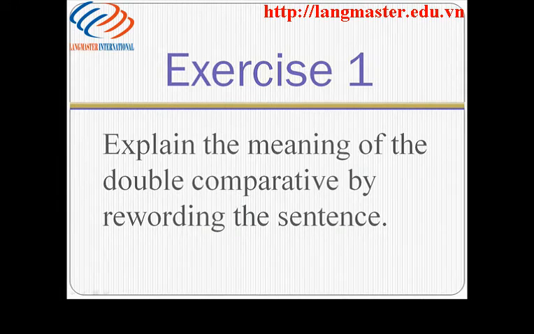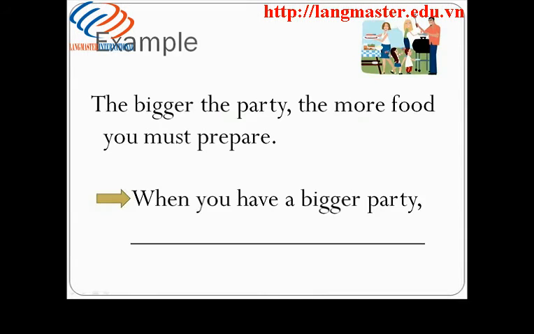Exercise 1. Explain the meaning of the double comparative by rewording the sentence. Let's start with an example. The bigger the party, the more food you must prepare. We need to rewrite this sentence using the word when. When you have a bigger party, that's our cause. Now what's the effect, the result? The more food you must prepare.